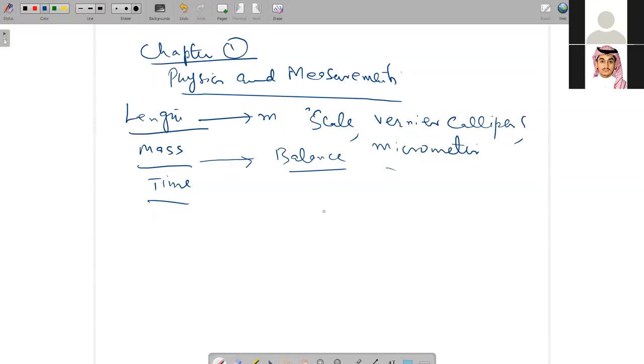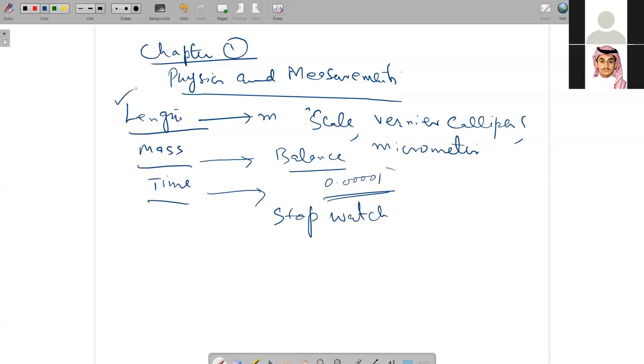One balance is very precise. You know that if you go to the gold market, their balances are very precise, maybe 0.0001 up to this, and can measure micrograms. And time you can measure with your stopwatch. Stopwatch normally exists in mobile phones or wristwatches.